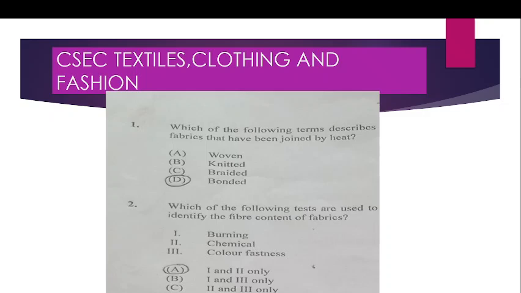Chemical solubility means you can use different chemicals, for example, acetone to test your acetate to see if it is soluble in it or insoluble. Or you can use chlorine, all right, where you could test to see if the fiber will dissolve in it, all right?